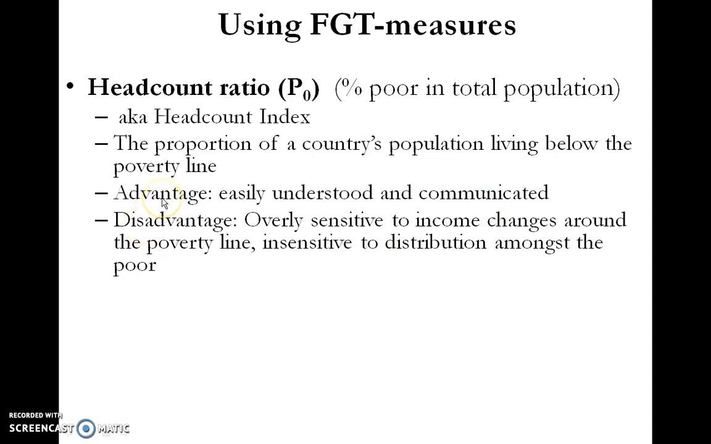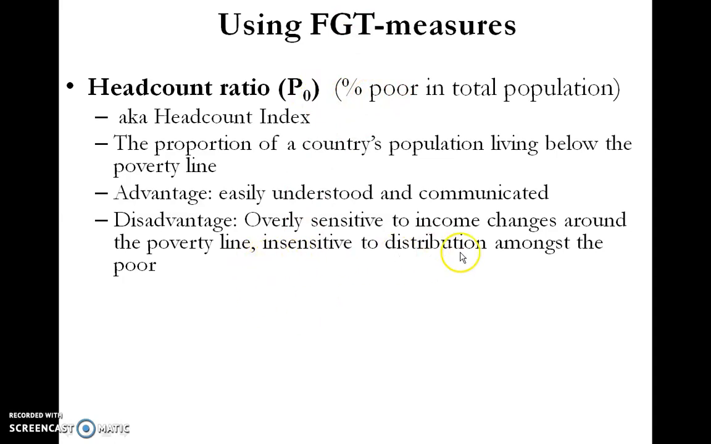Okay, it is advantageous in the sense that it's easy to understand and communicate, but the disadvantage of this particular FGT measure is that it's very sensitive to income changes around the poverty line. So if the poverty line, for example, is $1 a day, and that's what I earn, $1 a day. If tomorrow I earn $1.05, I will all of a sudden be considered non-poor. And there isn't much real difference between $1 and $1.05. So it's helpful when you're looking at large changes in income, but if you're looking at small changes around the poverty line, it doesn't really tell us much, and then this proportion can change quite significantly.